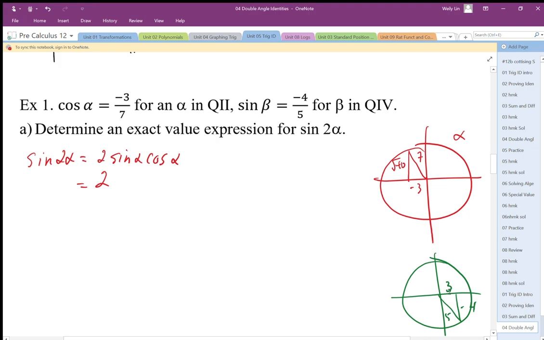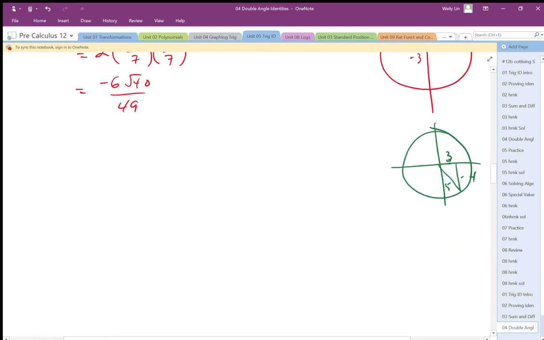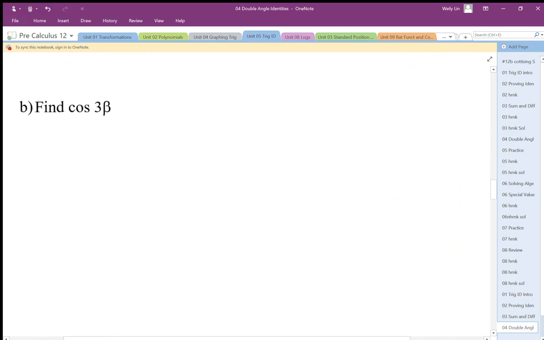So sine of alpha is going to be root 40/7. Cosine is going to be negative 3/7. So we end up with negative 6 root 40/49. That's the exact value for that double angle. We don't have a picture for that double angle, but we can imagine it would be somewhere in quadrant 3. We get a negative sine value. That looks about right.